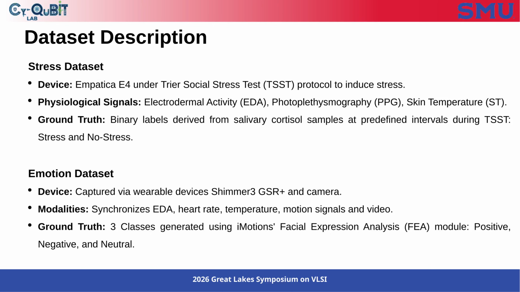For emotion recognition, the data is captured using Shimmer 3 GSR+ wearable devices and camera-based information. The modalities include electrodermal activity, heart rate, temperature, motion, and video. The final labels are positive, negative, and neutral, generated using facial expression analysis.